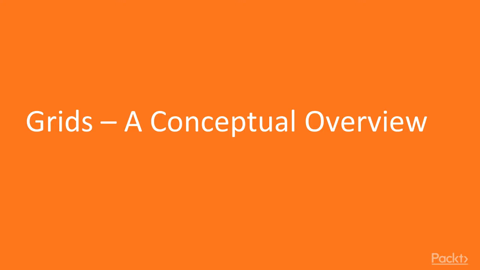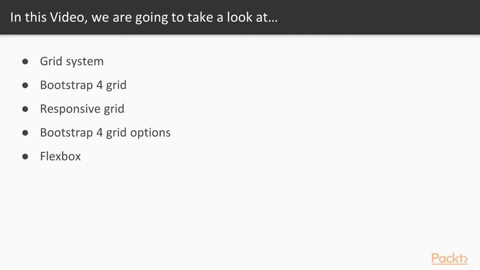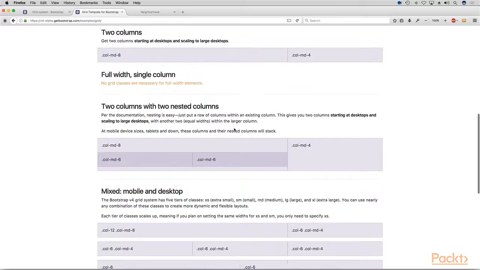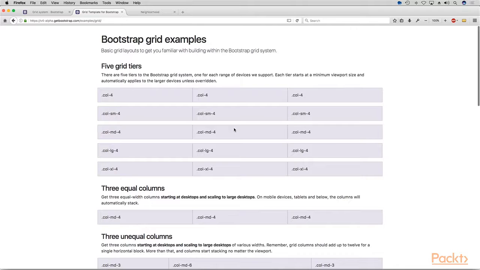So like I said, today we'll be starting off with a conceptual overview of what a grid system is, where we'll take a look at some of the benefits of using a grid system. What does the Bootstrap 4 grid offer? What can we do with it? Is it responsive? And of course, does it come with the newest Flexbox option? So to get us started, let's take a look at the default Bootstrap 4 example page for their grid system.